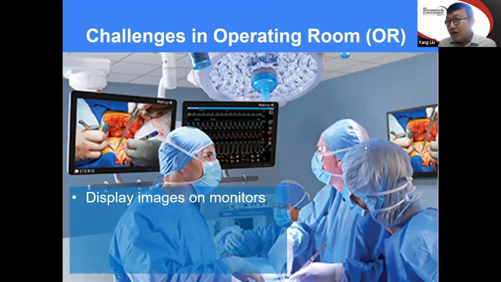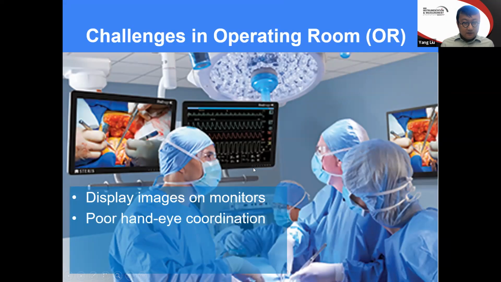Just to recap the challenges in the operating room of using fluorescent imaging and other imaging systems: you display the images on the monitors, which means the surgeon has to look away from the surgical site, and you have poor hand-eye coordination because you're looking at one thing and you're operating on the other thing. And the monitors are 2D, so there's no depth perception. And the surgery is 3D, and depth perception is very important. So this can potentially compromise the surgical accuracy.